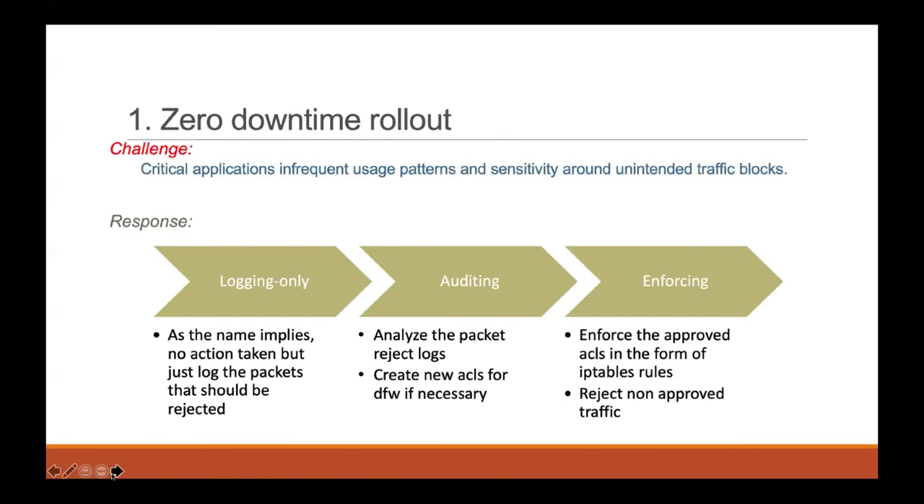As you see on the slide, there are three phases. The first one is the logging only phase, where, as the name implies, it just logs the packets. There is no action taken on these packets. In this phase, whenever a packet comes to the server, we just pass it through the ACL rules, and then at the end of the rules, we log whether we accept the packet or we reject the packet.